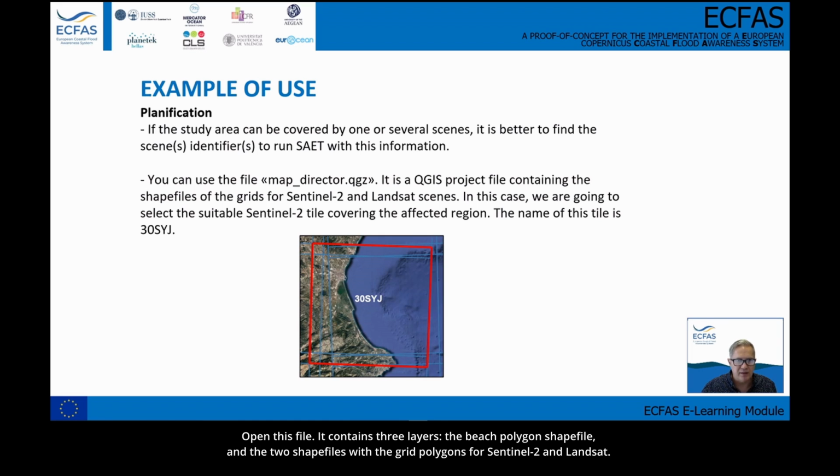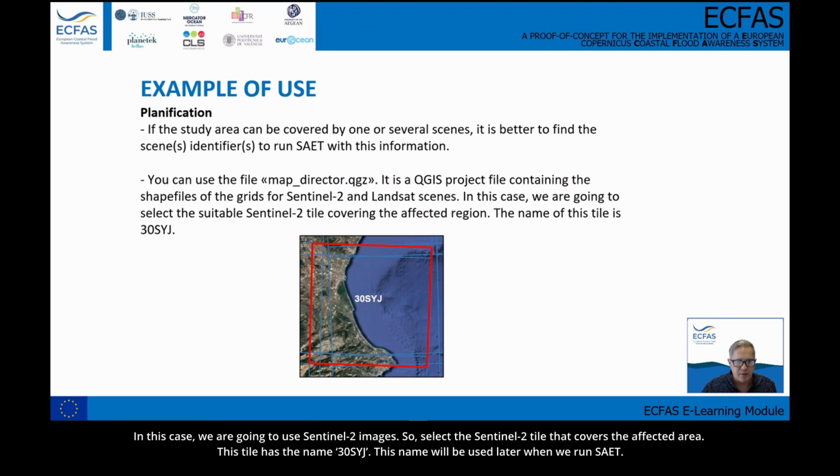Open this file. It contains 3 layers: the beach polygon shapefile and the 2 shapefiles with the grid polygons for Sentinel-2 and Landsat. In this case, we are going to use Sentinel-2 images, so select the Sentinel-2 tile that covers the affected area. This tile has the name 30SYJ. This name will be used later when we run SAET.